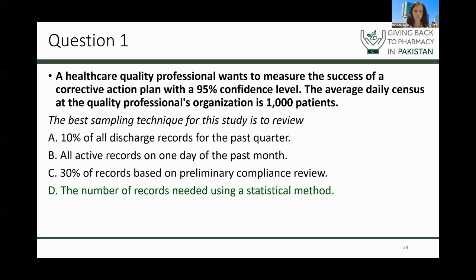So the right answer here is D. It's the number of records needed using a statistical method. You're going to apply a statistical test to decide which sample size would be appropriate. Now, 10% of all discharge records is not a representative sample. All active records on one day in one month is also not a representative sample. 30% of records, choosing all of those numbers randomly does not really make sense and will probably not provide you with a representative sample. So you want to really use the appropriate statistical method to calculate the number of records that you may need.